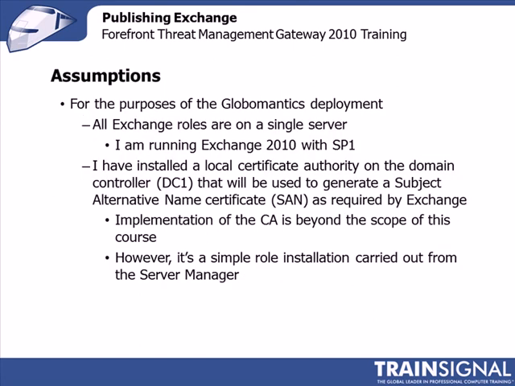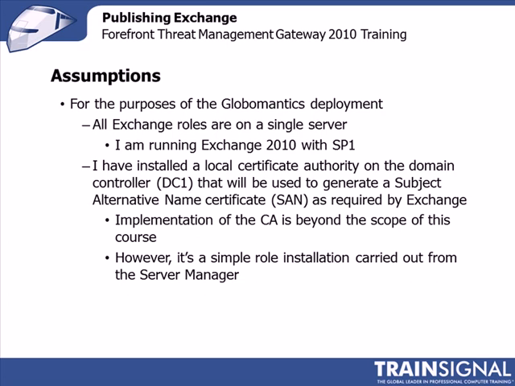Now, let's scope this appropriately so we can set some baseline assumptions. For the purposes of the GlobalMantic deployment, all Exchange roles are on a single server. I'm running Exchange 2010 with Service Pack 1 on one server named EX1 for GlobalMantic. As I mentioned before, I have installed a local certificate authority on the domain controller, DC1, that will be used to generate what's called a Subject Alternative Name Certificate as required by Exchange.